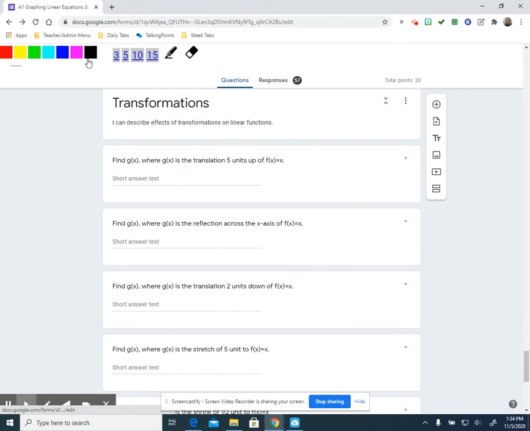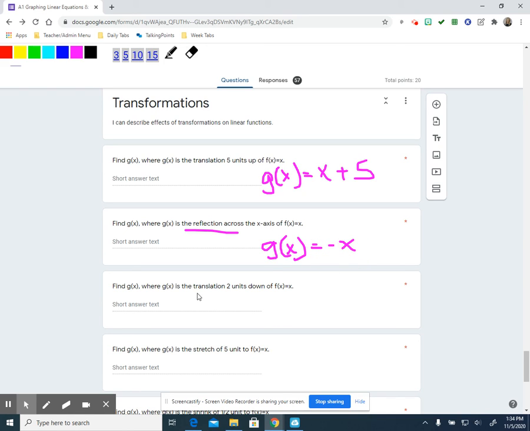Now let's do our transformations. Whenever we go up or down, we just tack it on to the end. So our new one will simply be g of x is equal to x plus 5. We go up 5, we just add 5 to the end. If we do a reflection, g of x, all we have to do is change the sign of our function. So instead of x, we have -x.